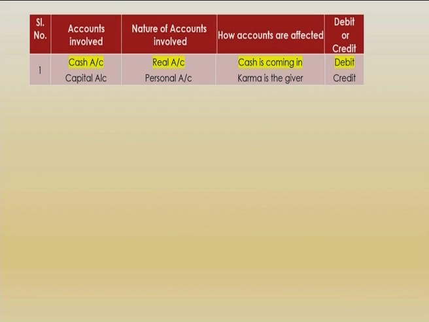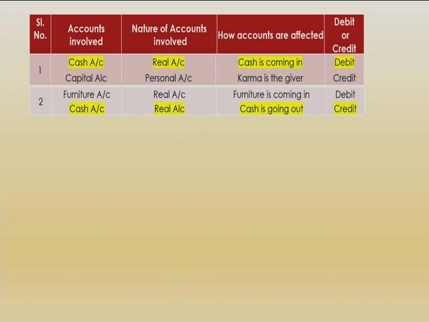Capital account is a personal account. Therefore, in a personal account, credit the giver and debit the receiver. Here, the capital is being introduced into the business and Mr. Tashi is giving this capital into the business. So he is the giver. Therefore, the personal account of capital is credited here.